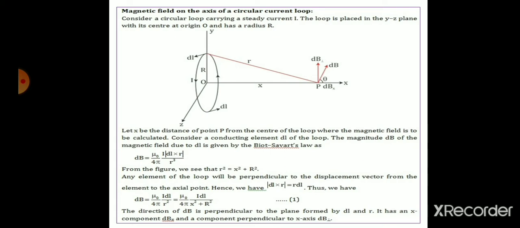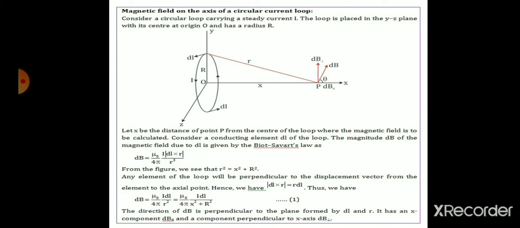Let capital R be the radius of the loop. Selecting a section dl along the circular loop, which is at a distance of small r from the external point P, we can see from the figure that dl will always be perpendicular to r. So let x be the distance of the point P from the center of the loop where the magnetic field is to be calculated.